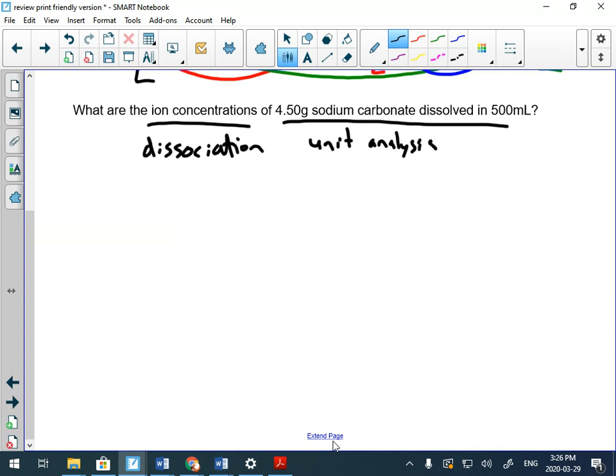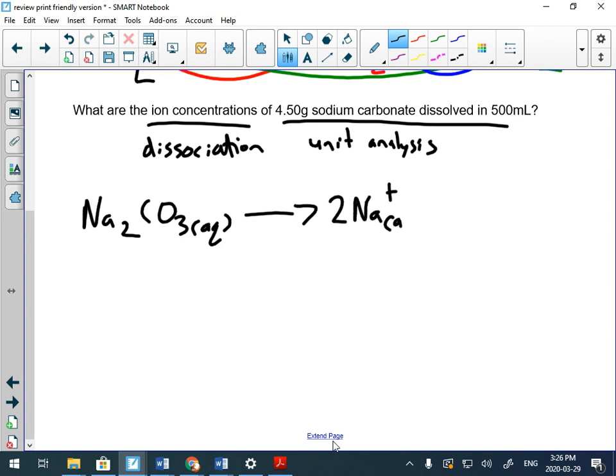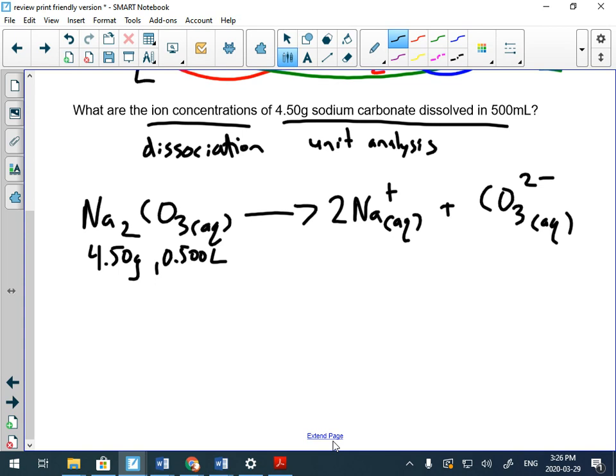So this is 2 problems in one. Okay, so let's write out the dissociation. Sodium carbonate. Sodium is 1 plus. Carbonate is 2 negative. 2 sodiums to 1 carbonate. When it breaks apart, we will have 1 free sodium ion and 1 free carbonate ion. Now, reading this problem, we've got 4.50 grams of sodium carbonate. We have 0.5 liters, right? I just turned the milliliters into liters.